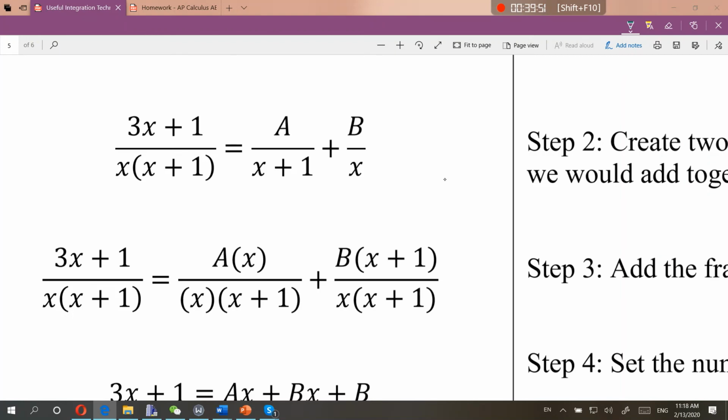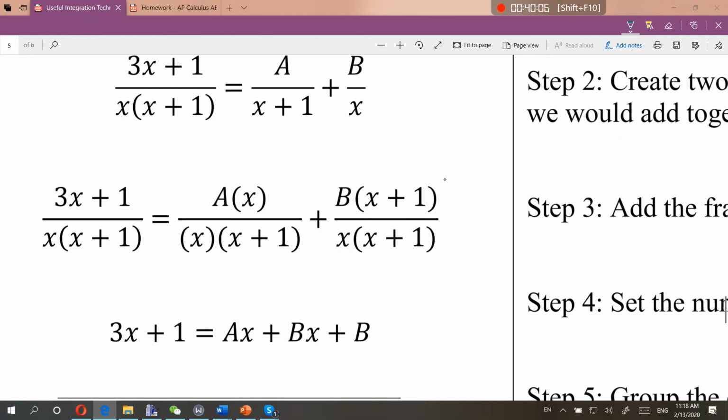Then using the same process, in order to get my common denominator, I would have to cross multiply. So I'm going to multiply a times x and b times x plus 1 in order to get my common denominator. And I would add the numerators together to get my final answer, right? So this means 3x plus 1 should be equal to a times x plus b times x plus 1.